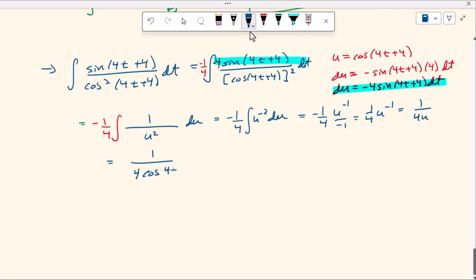Now we don't want to write it like this, because then it becomes, is the 4t the argument of cosine, or is it 4t plus 4? It's not clear if we use this notation. So always put parentheses around the arguments of your trig functions. And that is my integral. That is my solution.